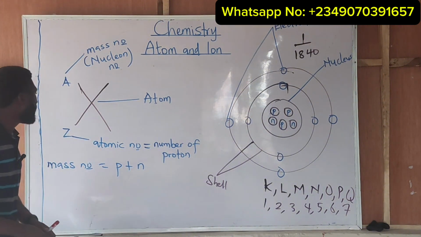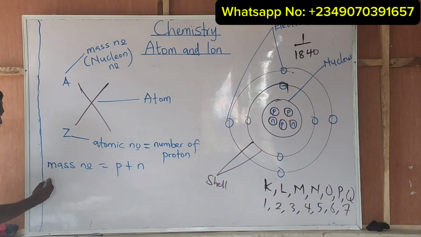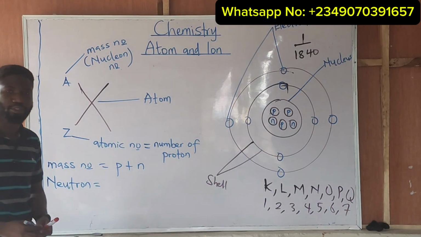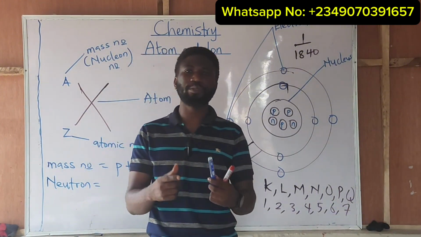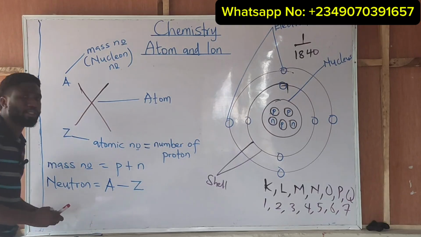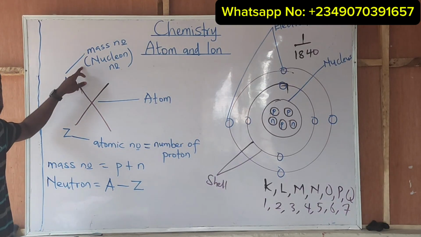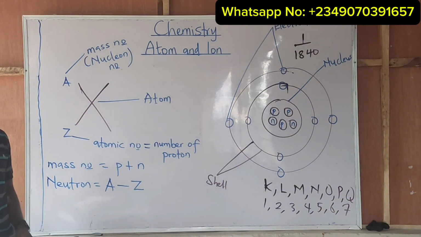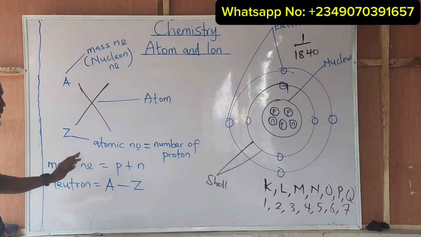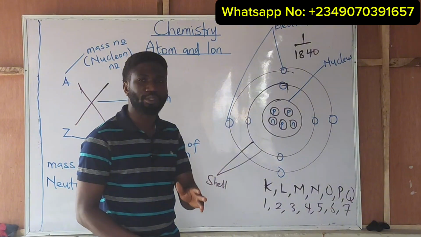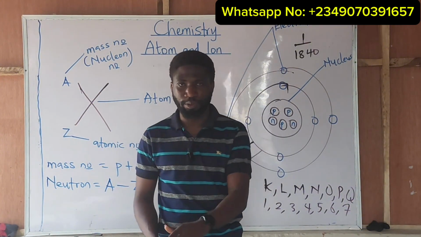All right. So now, when I have neutron, if I want to get neutron, it is going to be gotten by A minus Z. That is, the mass number minus the atomic number will give us the number of neutron. But the sum of proton and neutron will give us the mass number.